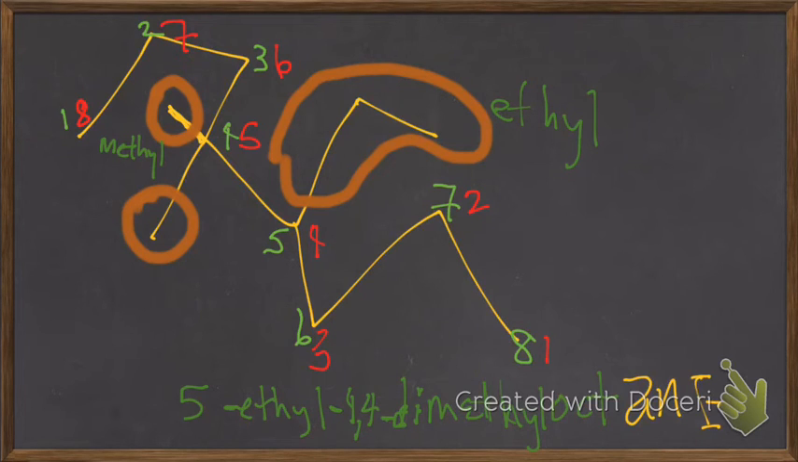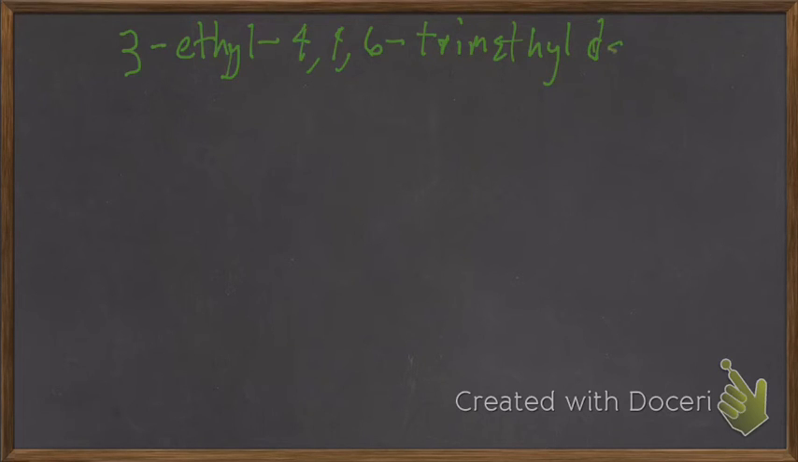Plus, you can also go backwards. So now, this next time, I'm going to give you the name and give you guys a moment to draw it. So 3-ethyl 4,4,6-trimethyl decane.